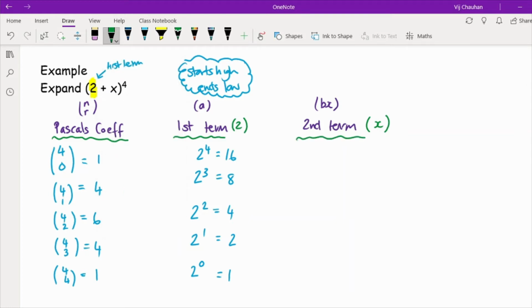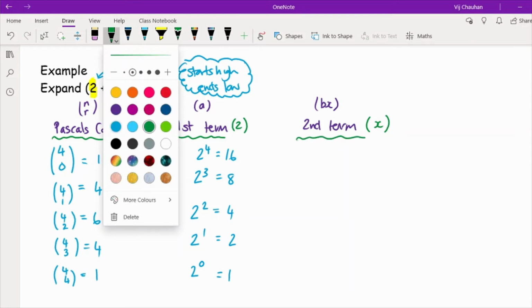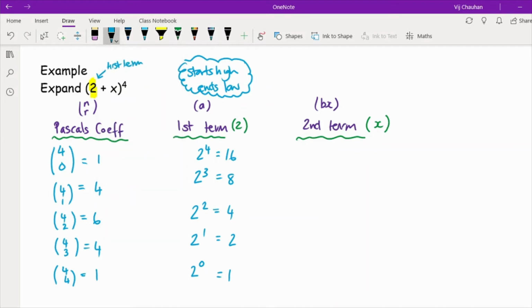Now the second term that we've got here, which in this case is just single x, this starts low and ends high. So from this, what I've got is x to the 0, x1, x2, x3, x4.